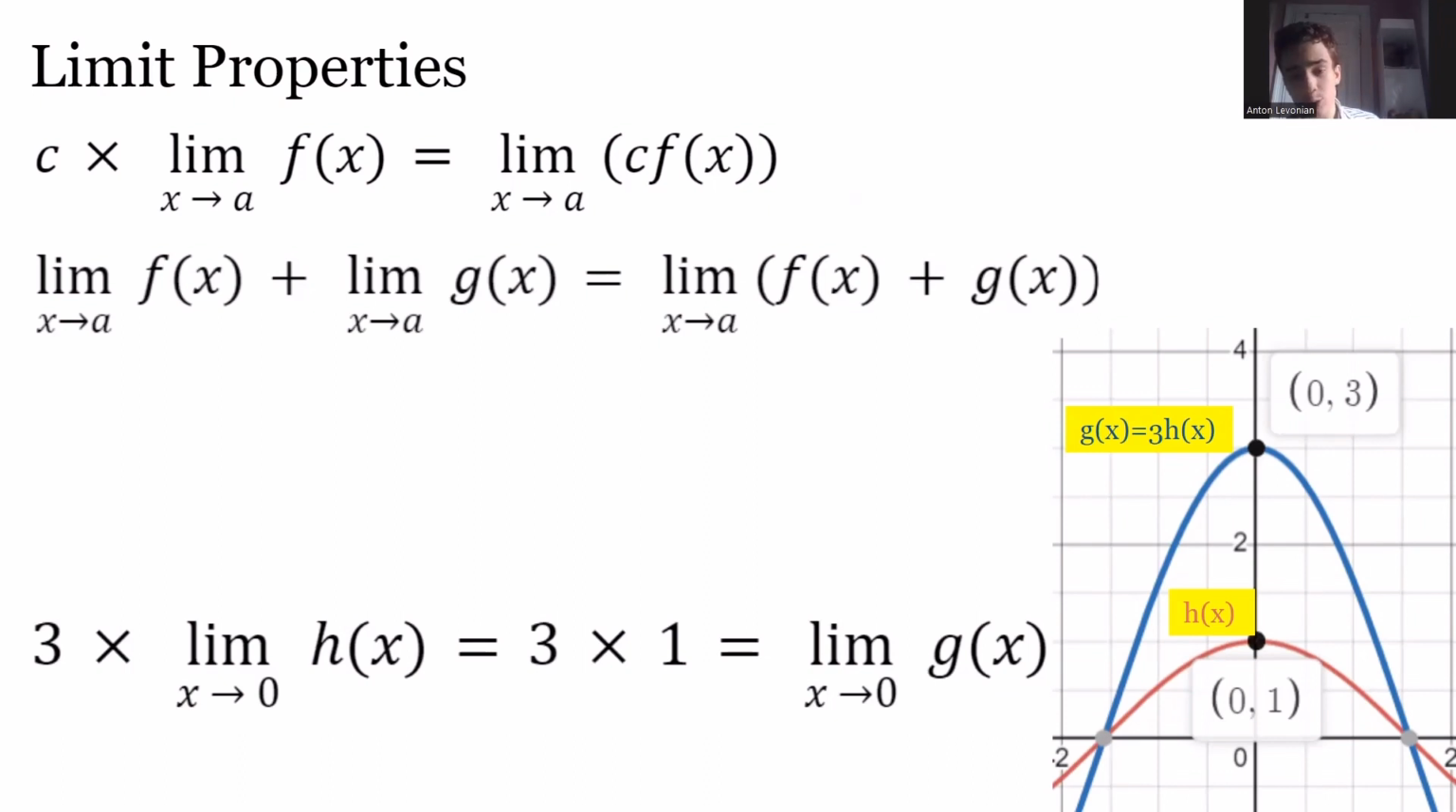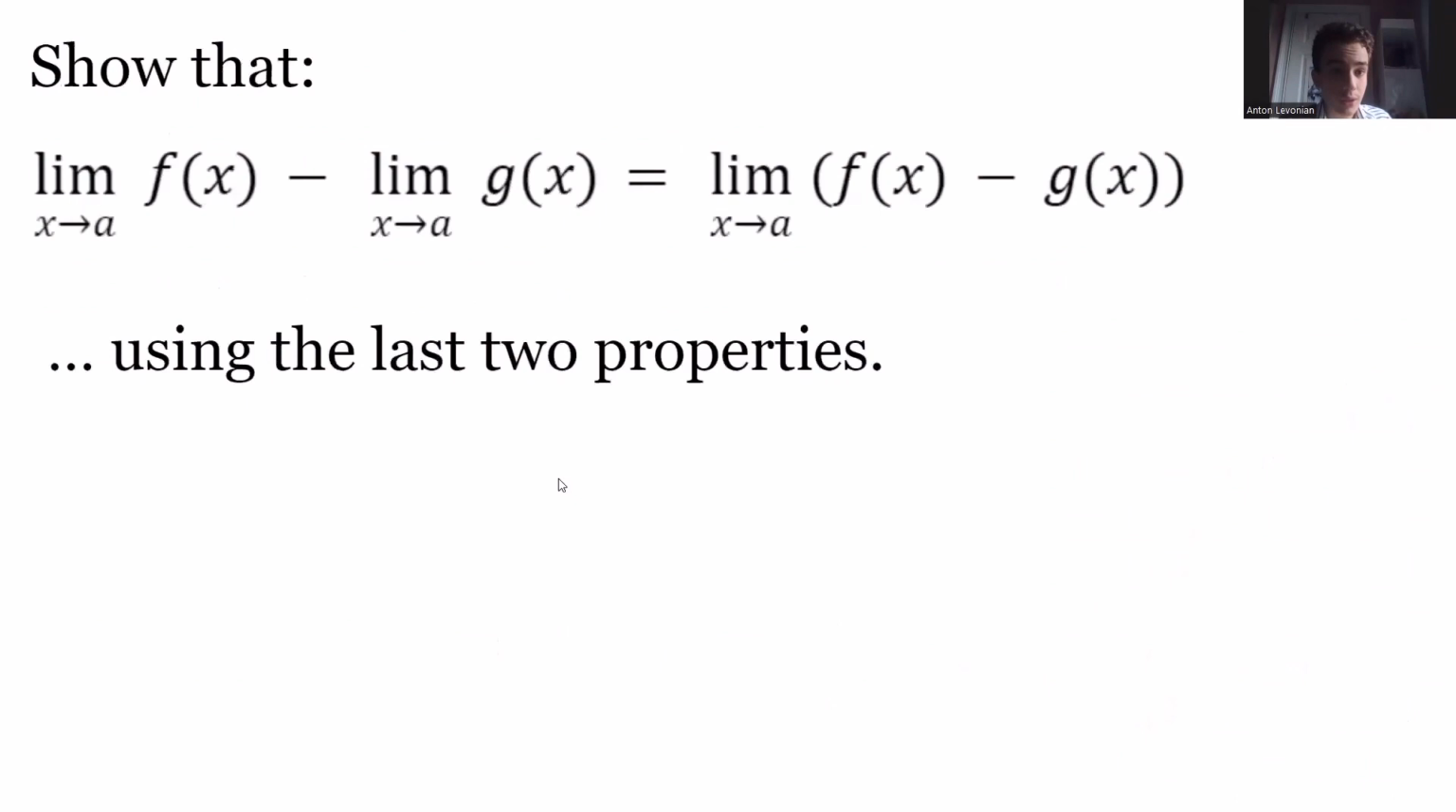All right, because the next exercise will be a bit challenging. So, all right, using the previous two properties, show that the same thing works with the difference. The limit as x approaches a of f of x minus the limit as x approaches a of g of x is equal to the limit as x approaches a of the difference of the two functions.